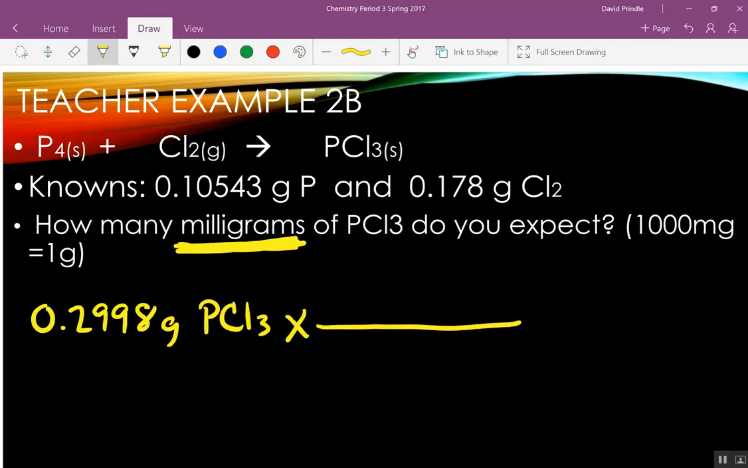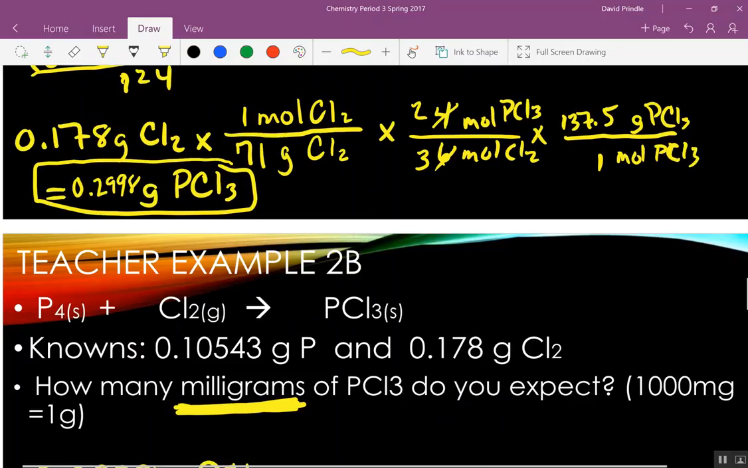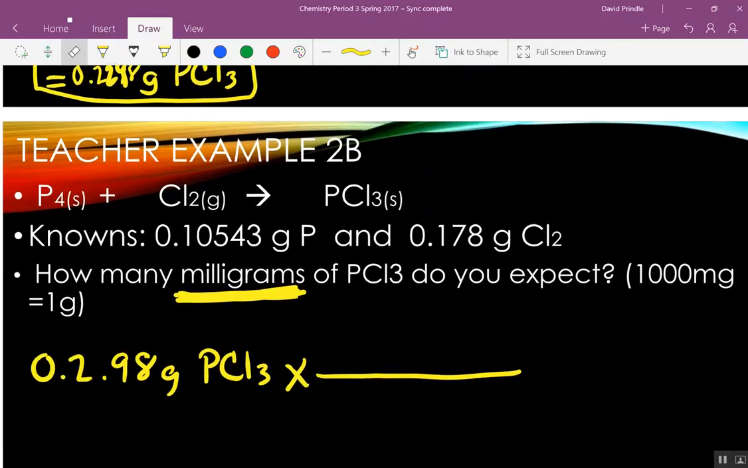That was 0.2298. Was it? Yeah. Oh, okay. Easily fixed. Here we go. All right. Can anybody tell me in 1 gram, how many milligrams do we have? 1,000. Where'd you find that? It's right on the paper. Can we cancel anything out?